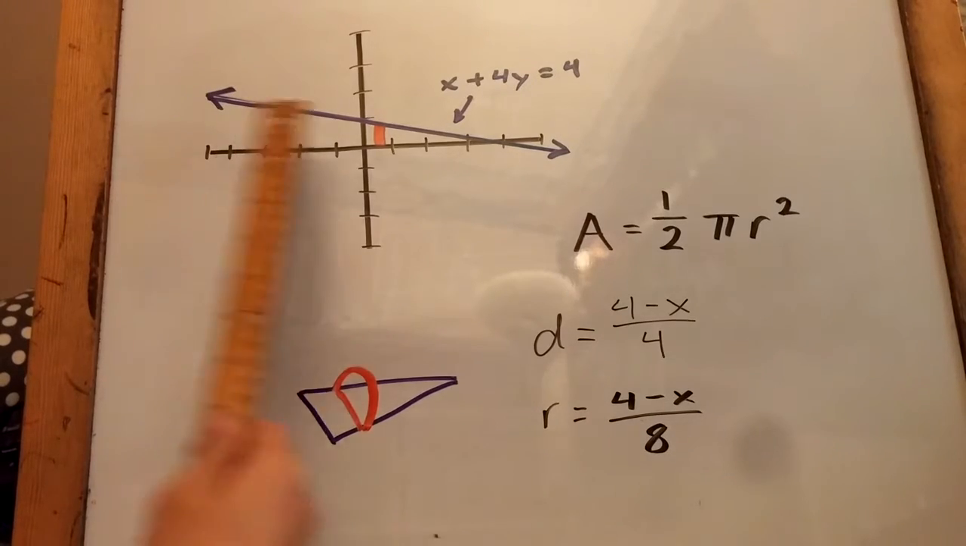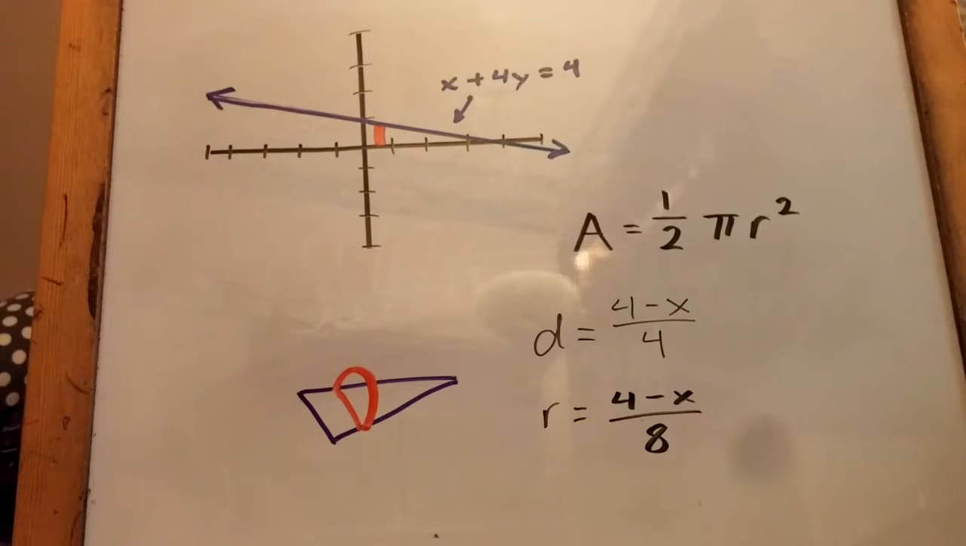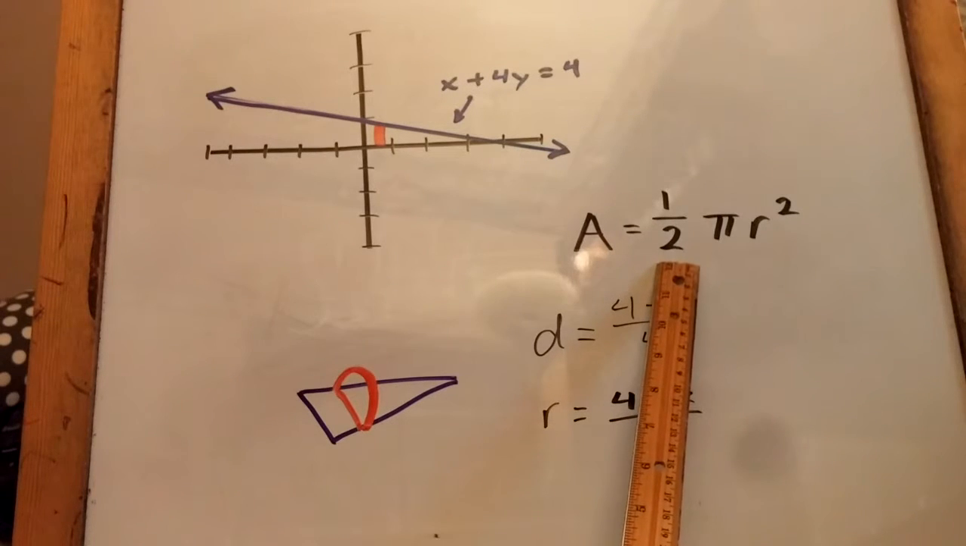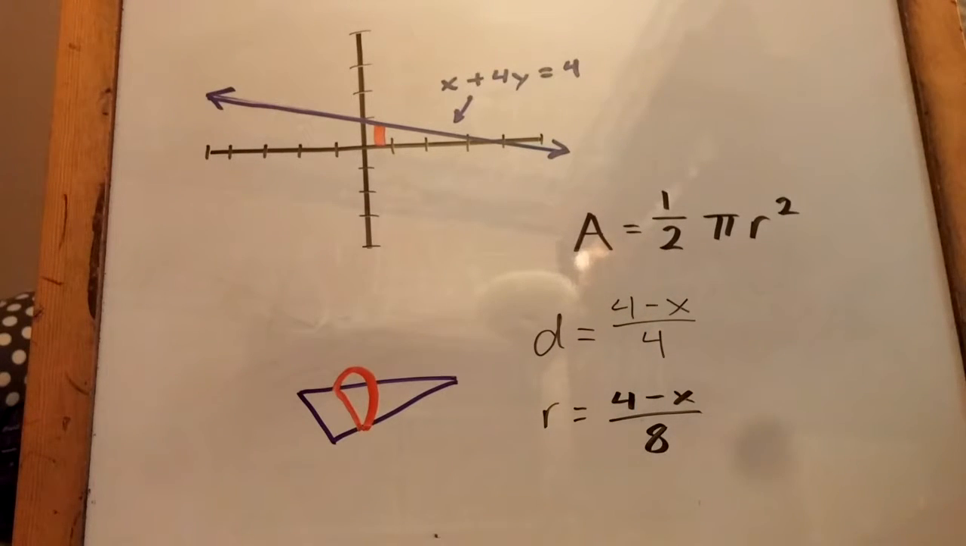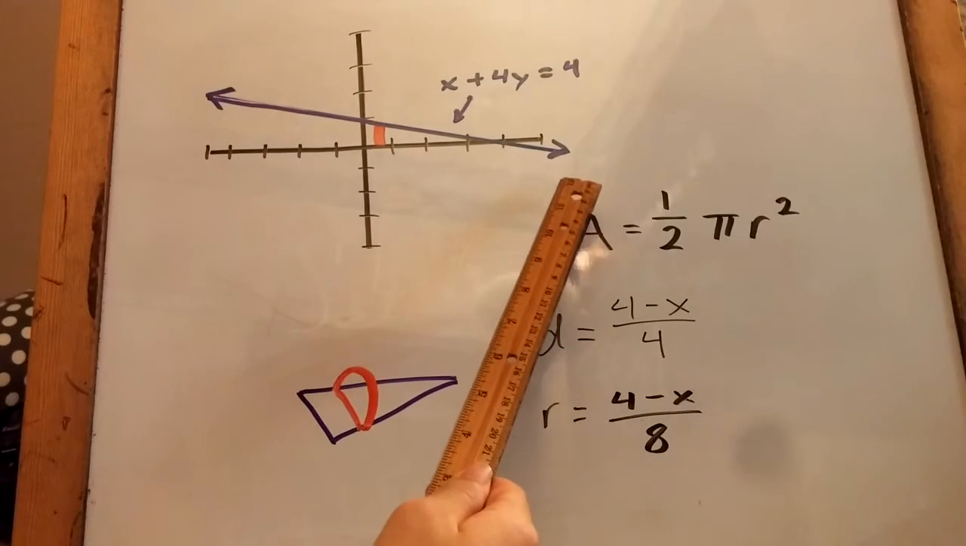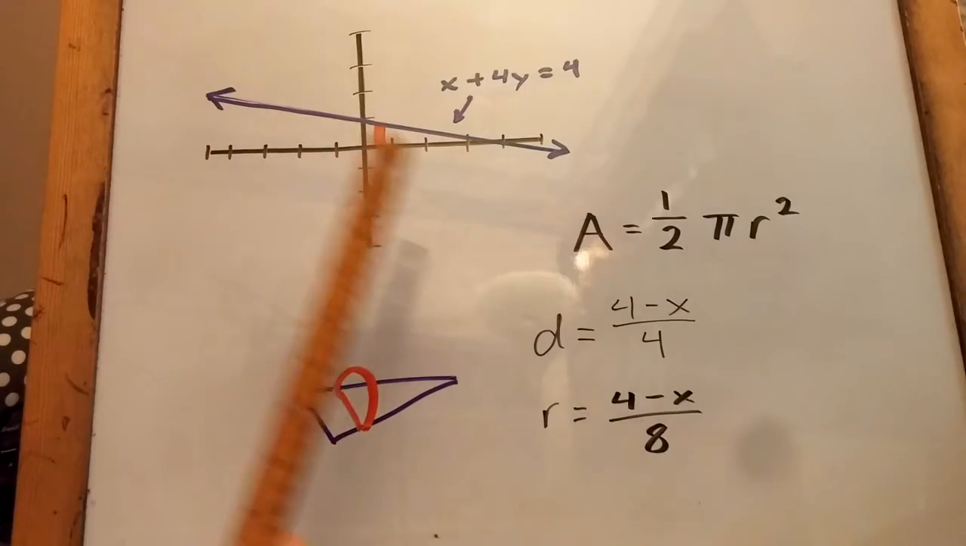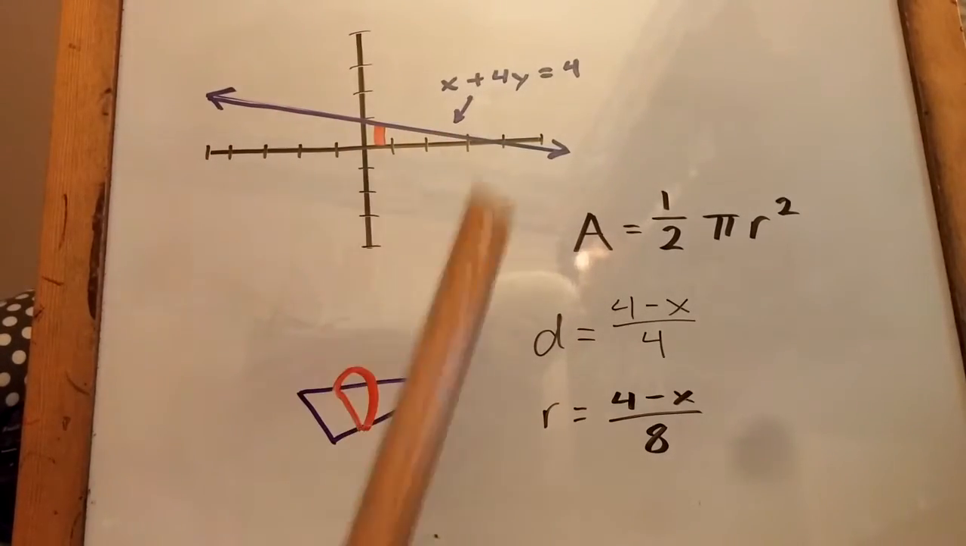So this is the function right here. This line right here represents x + 4y = 4. To find the area of a semicircle, we just gotta multiply 1/2 by pi r squared. So area equals 1/2 pi r squared. So we gotta remember that because we're limited by x + 4y = 4, x = 0, and x = y, we're working with this little area right here.